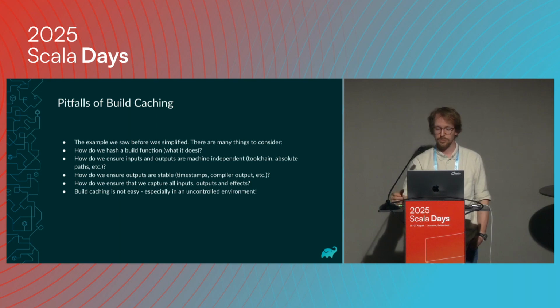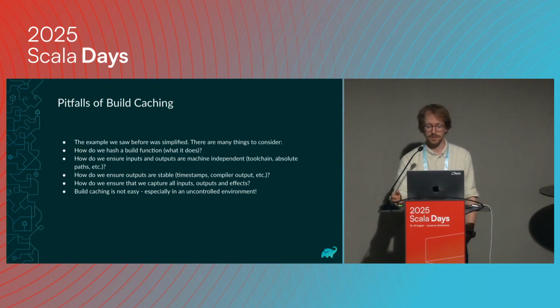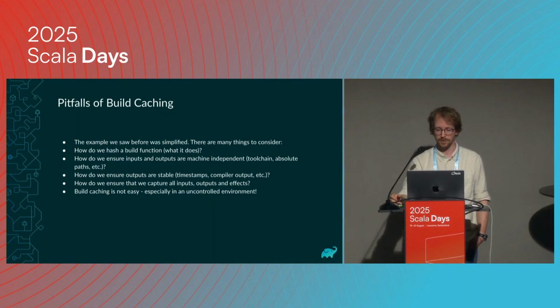Also, we need to make sure that we have inputs and outputs to our functions that are completely machine independent. Because for instance, if you pass an absolute path to the compile function, for instance, your class path or the path to your source files, then you're going to compute the cache key against that. And on a different machine, the path is most likely going to be different, leading to a different cache key, and then cache misses, where you would have wanted to have hits.